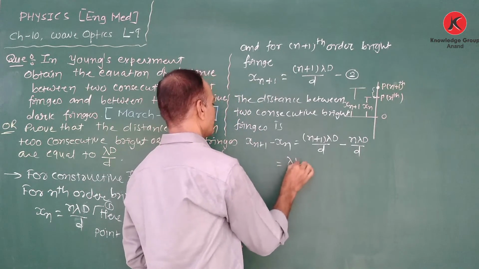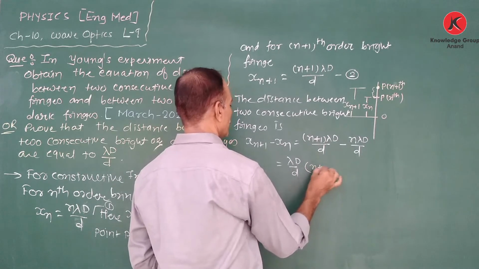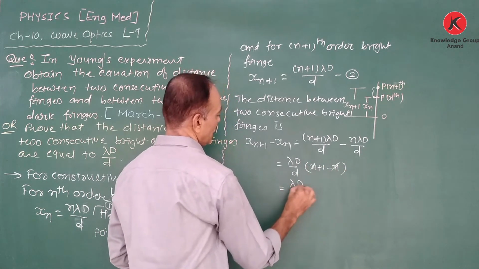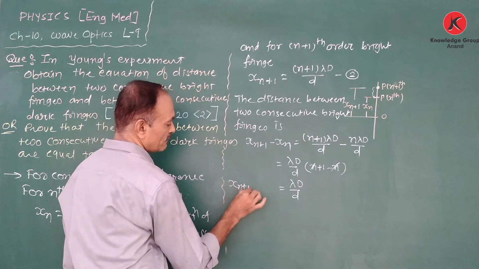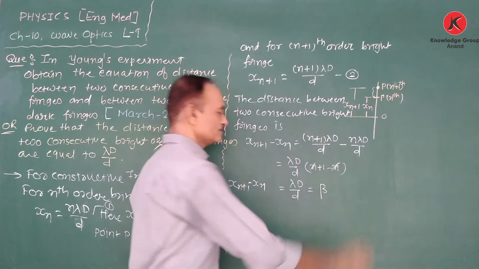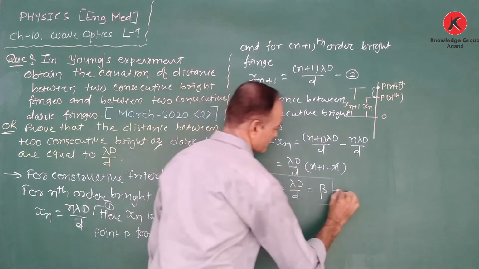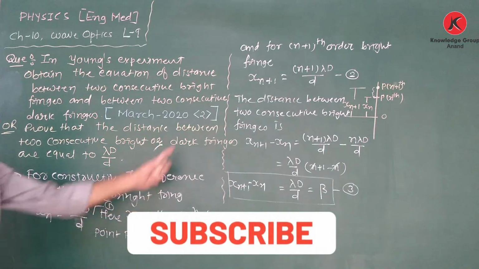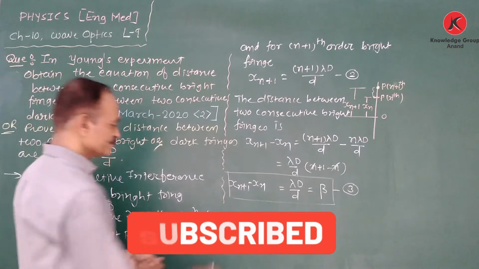Therefore, lambda D upon d is common. Inside the bracket, n plus 1 minus n cancels. Therefore, lambda D upon d is the separation between two consecutive bright fringes. Suppose that is beta. That is equation number 3. So thus we obtain the distance between two consecutive bright fringes. Okay.